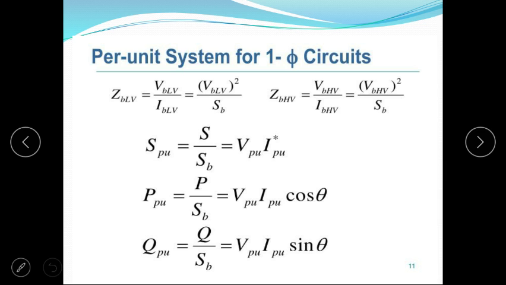So the per unit value for single phase circuit: Z base is equal to V base square upon S base. Similarly, in the high voltage side circuit, Z base is equal to V base square upon S base. So S per unit is equal to S actual upon S base, that is V per unit I per unit, and P per unit is equal to P actual upon S base, that is V per unit I per unit cos of theta. Q per unit is equal to Q actual upon S base, that is V per unit I per unit sin of theta.